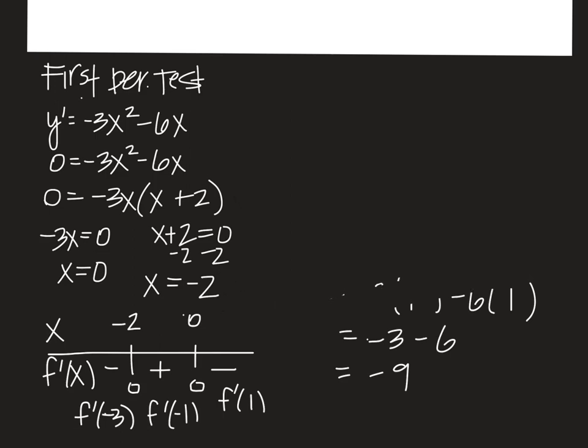So let's talk about what this tells me. Okay, so looking at my chart, I now know that my derivative values, the slope of the tangent line, is negative up until negative 2. That means, let me get myself some space here.